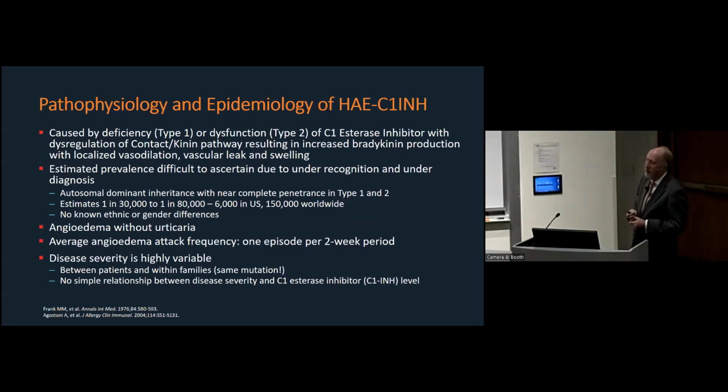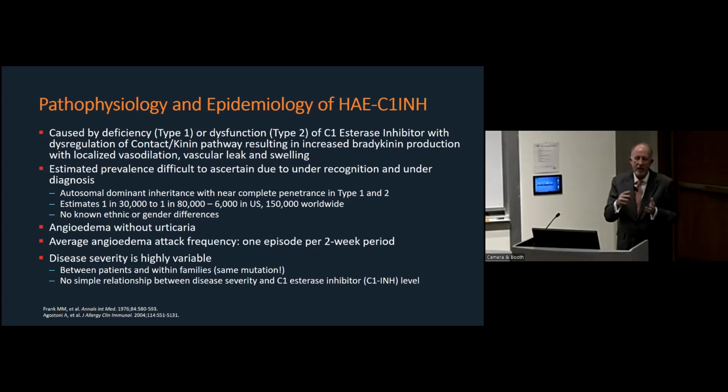So this is a busy slide, but I'm just going to tell you everything about this disease in a slide. What we're going to be talking about today is HAE with C1 inhibitor deficiency or dysfunction. I'm not going to talk about HAE with other stuff. It's called HAE normal C1. Come to allergy grand rounds after this, we're going to talk about it there. It's caused by a deficiency, if you have type 1, or dysfunction, type 2, of C1 esterase inhibitor, with a dysregulation of the contact or kinin pathway. It results in increased bradykinin production. Bradykinin causes vasodilation, vascular leak, and swelling. The prevalence is difficult to determine because of underdiagnosis and underrecognition, but it's probably somewhere around 1 per 67,000 people in the world. In the United States, we say 1 in 50,000.